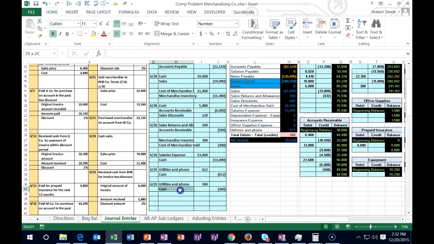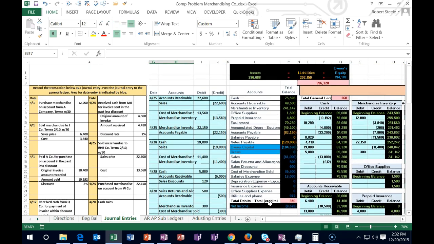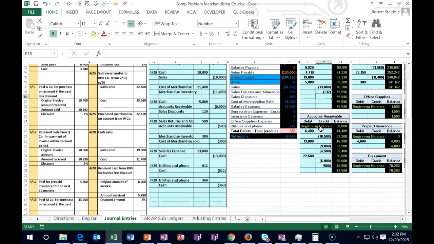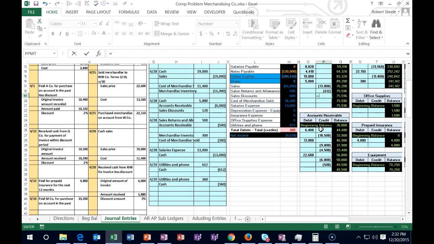So here's the cash on the other side of it. And so if we scroll up to cash, we see that cash is the first account, of course, and we're going to put a credit to cash. So we are in P19. So P19 equals, and then we're going to point to that 360 and enter. Cash goes down, back in balance.